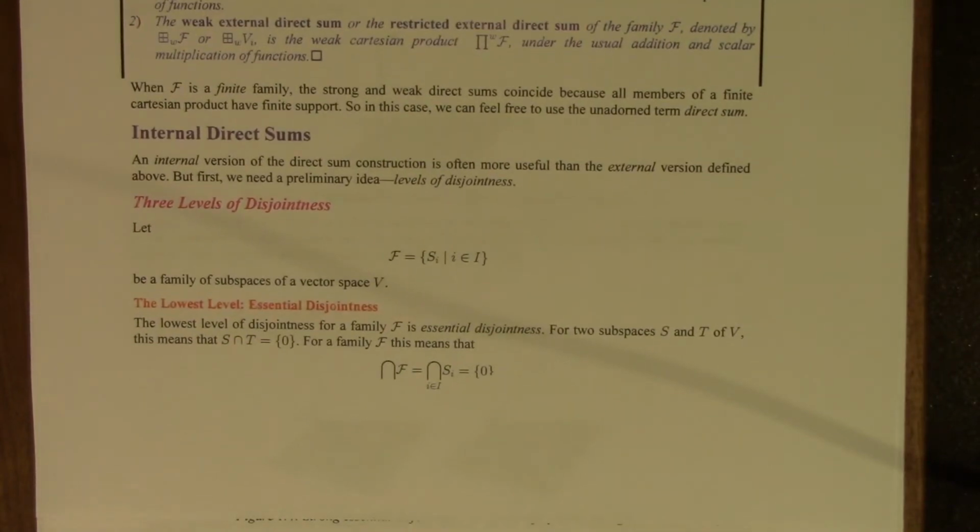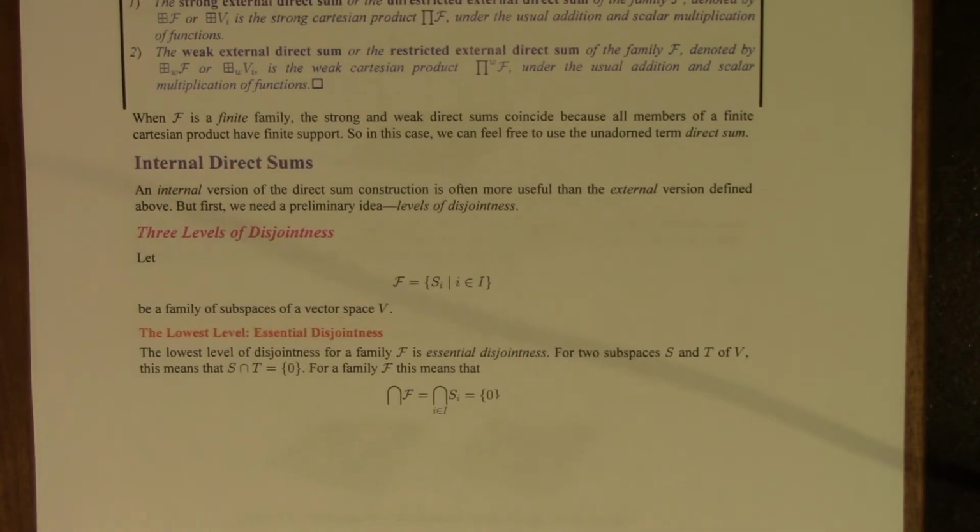Now, the internal version of direct sum is often more useful, and we'll spend a lot more time with it than the external version, even though the two versions are isomorphic, which I know won't mean anything to you necessarily right now. But you can pass between internal and external direct sums at will, and they're equivalent. It's just that the internal direct sum formulation proves to be more useful.